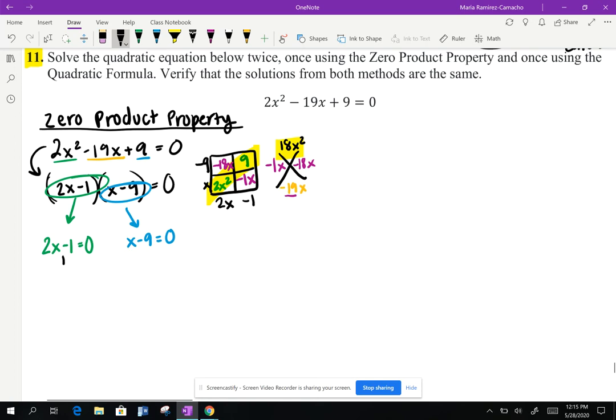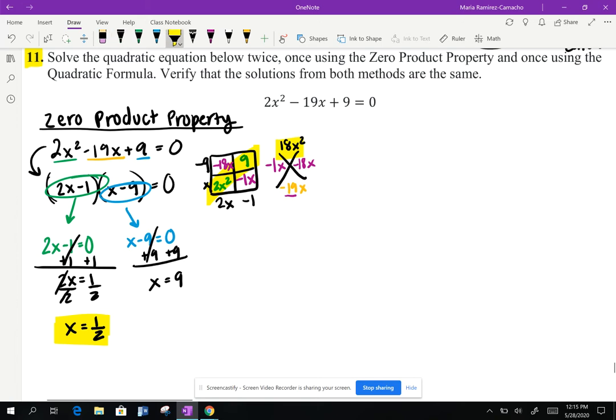And now we just solve for x. Here we get 1/2. Here we get 9. And we're done. Well, not actually. We're done with this method. Let's do the quadratic formula now.